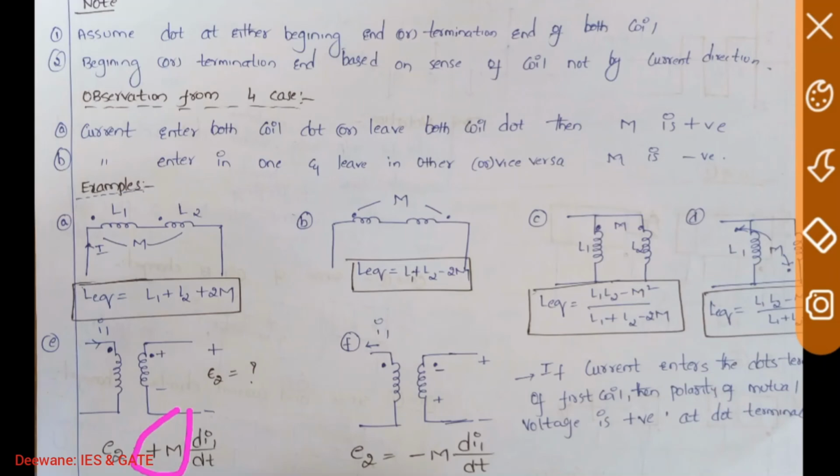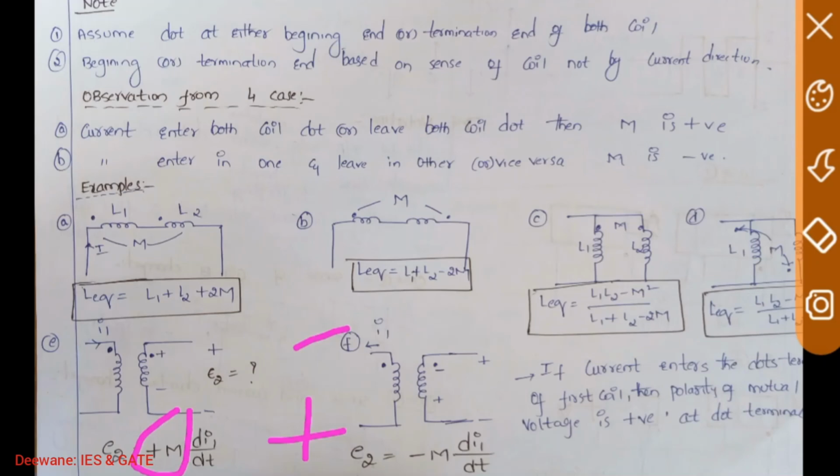What did Lenz law say? At the primary, current enters the dot; in the secondary it has to leave, to satisfy phi 2 dash being opposite to phi 1. Lenz law is already included, so you won't keep a negative here. See, in this terminal, now current is leaving the primary source. I told you the primary acts as a sink, so this must be positive and this must be negative.